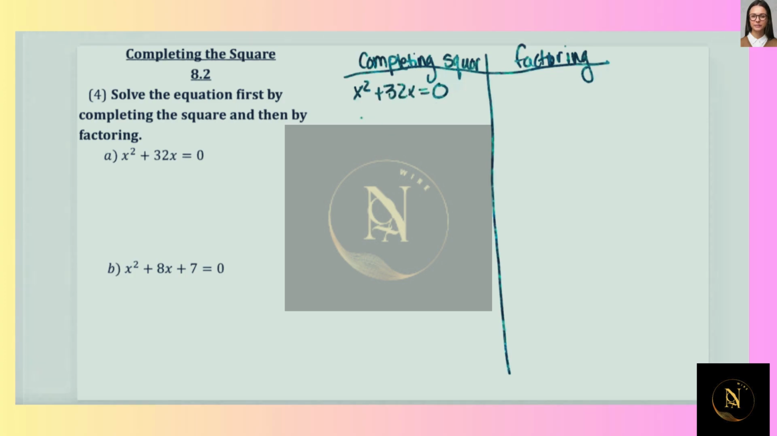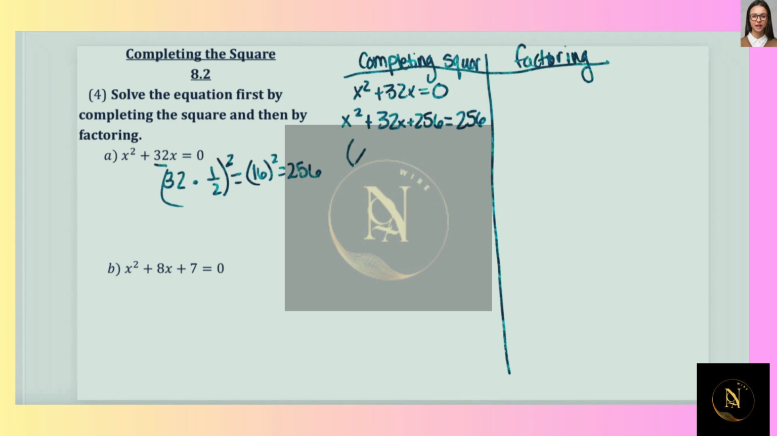The first thing I'm going to do is take b and say, okay, 32 times 1/2 squared. So that's 32 divided by 2, which is 16. And then 16 squared, which is 256. So then I have x squared plus 32x plus 256 equals 256. Then x plus 16 squared is x squared plus 32x plus 256 equals 256.